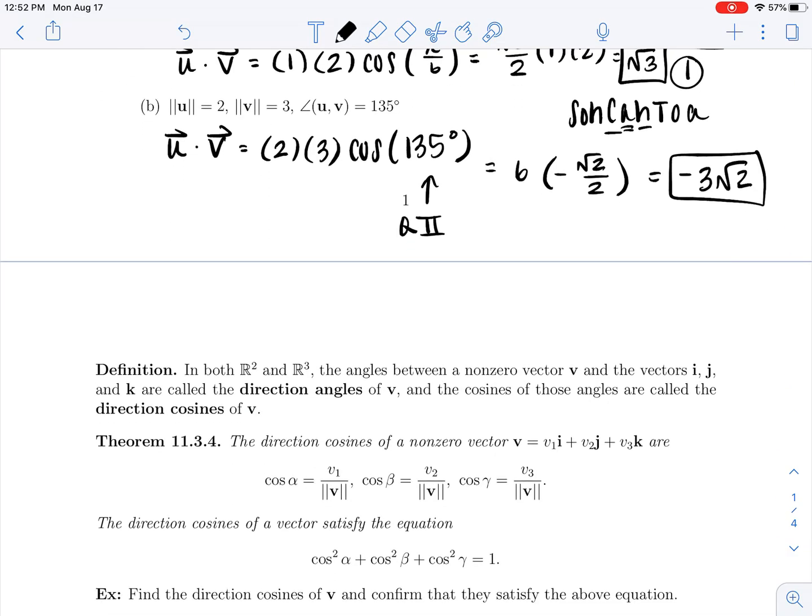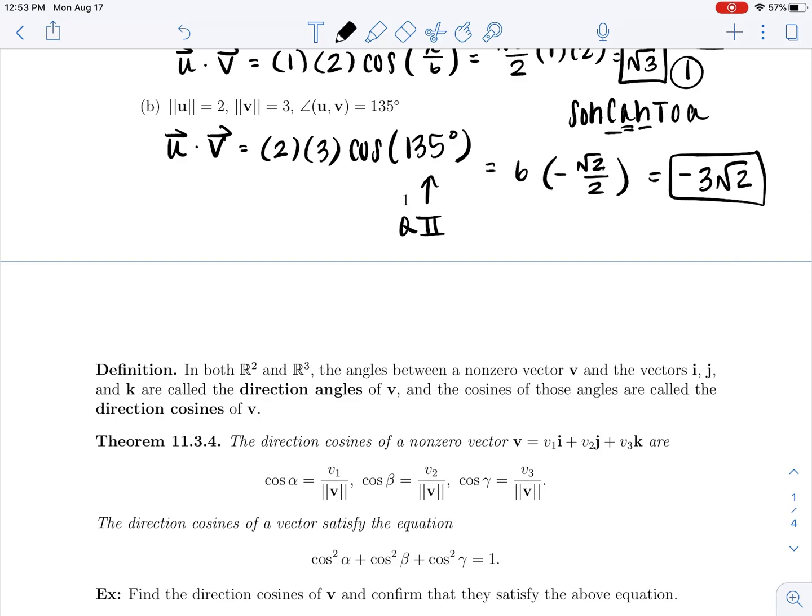All right, so let's move on here. We have another definition starting on the next page. Regardless of whether we're working in 2 or 3 dimensions, the angles between a non-zero vector v and the unit vectors i, j, and k are called the direction angles of v. So in other words, the direction angles are the angles that the vector v makes with the x-axis, the y-axis, and the z-axis.